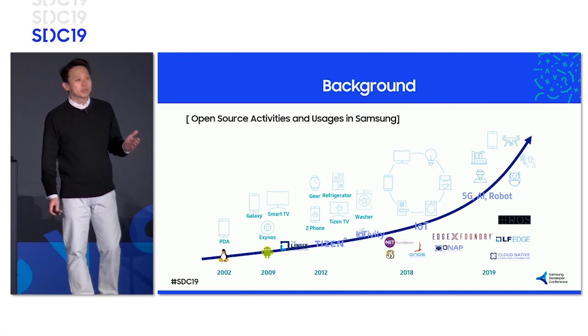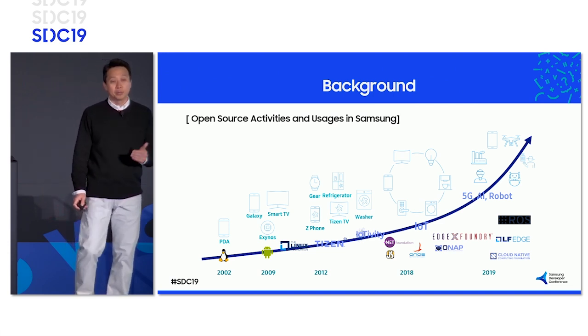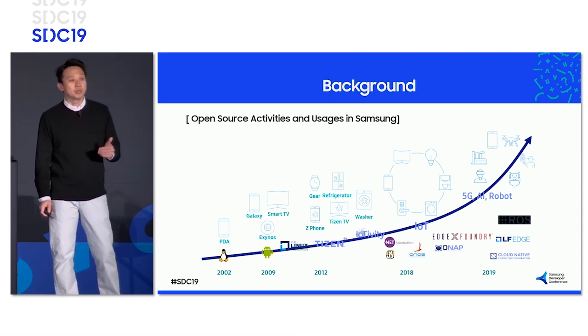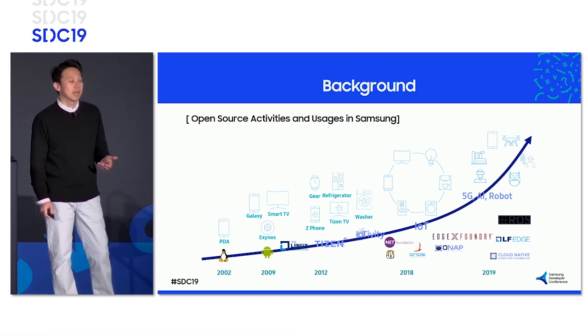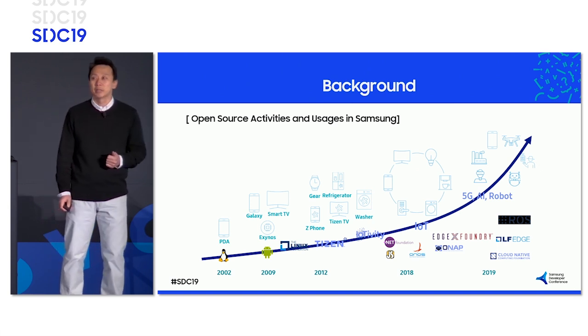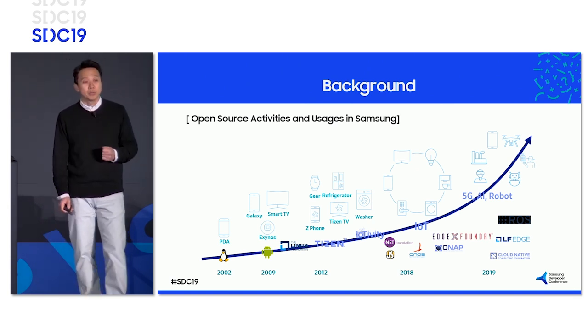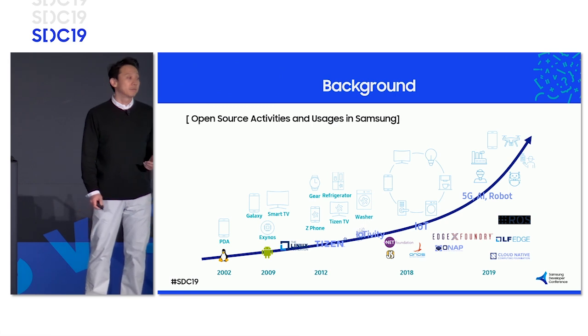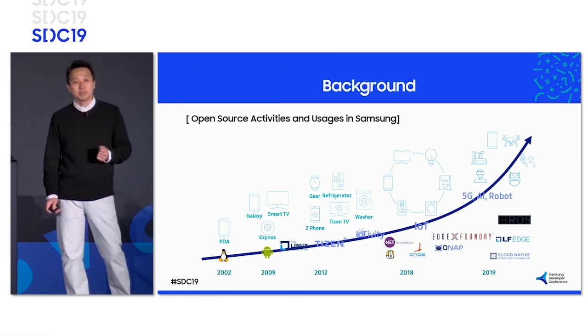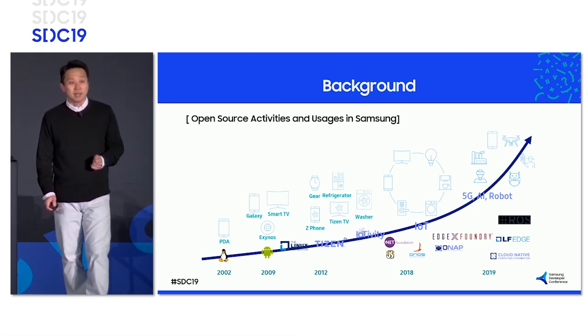A long time ago, we just adopted software platforms like Linux and Android. And then we started to contribute more software like Tizen and IoTivity. These days, we are trying to contribute more things for future technology: 5G, AI, and robots.